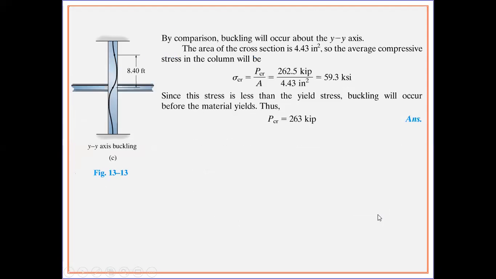Okay, by comparison, buckling will occur about the y axis. The area of the cross section is 4.43 square inches. So we have already got this area of the cross section from the manual. So the average compressive stress in the column will be sigma critical equal to P critical divided by A. So over here P critical is 262.5 divided by 4.43, which is 59.3 KSI.